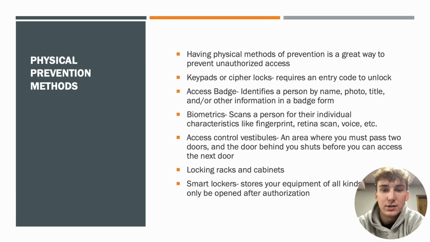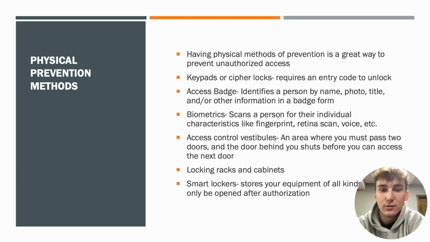There's also access badge. This identifies a person by name. It could have a photo, a title, and any other information, and this is in badge form usually. So it's something like you'd have to scan your badge to open the door. Biometrics. This scans a person for individual characteristics. It can be fingerprints, your retina scans, voice activations, palm scans. These are very good, but it is expensive to implement into your building.